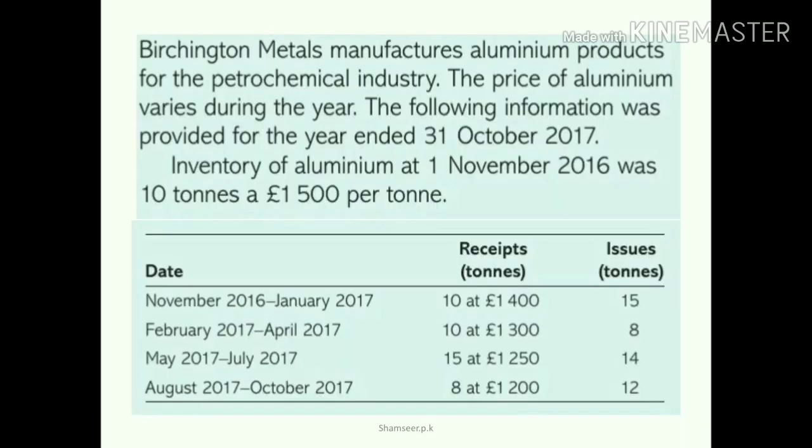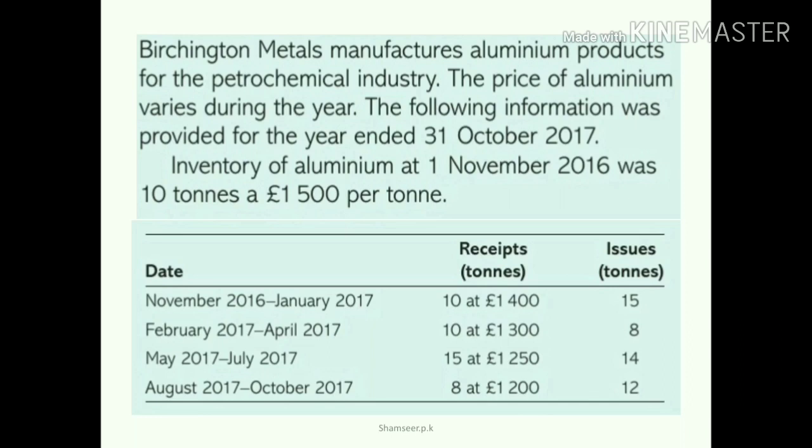Okay, so let's discuss one question. Here, Brinchton Metal manufactures aluminium products for the petroleum industry. So the inventory here is raw material. The price of aluminium varies every year during the year. The following information was provided on 31st October 2017. Opening value of inventory is 10 tons at the rate of 1500.